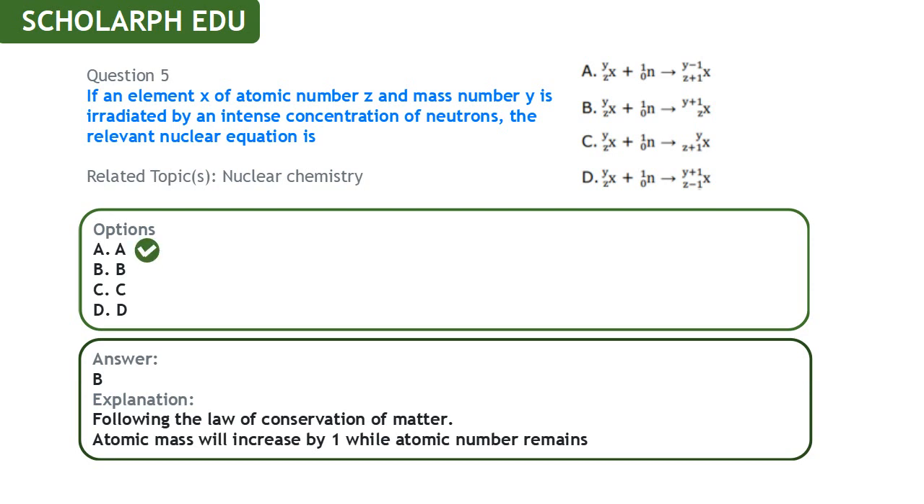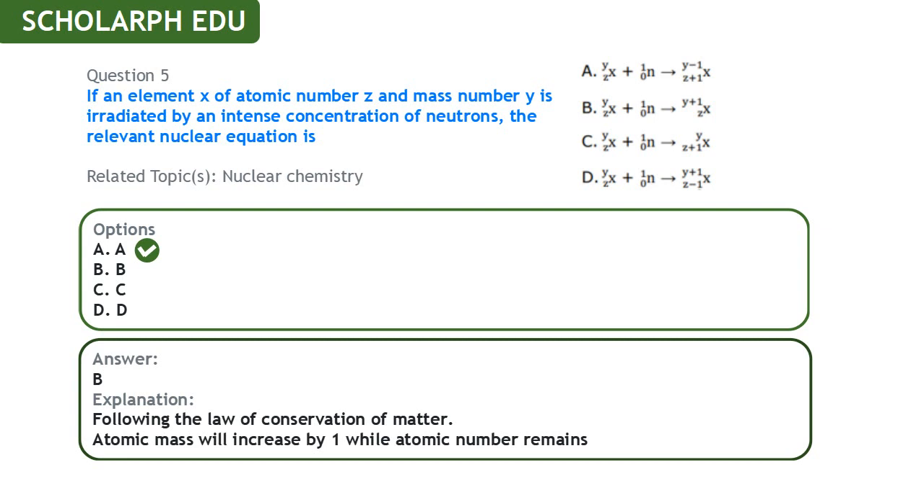Chemical reactions follow the law of conservation of mass. What that means is that the sum of the atomic masses here must be equal to the sum of the atomic masses here. The sum of the atomic numbers here must be equal to the sum of the atomic numbers here. So if you look at the sum here, Y plus 1, that is Y plus 1, X plus 0, that is X. So this is a balanced equation.